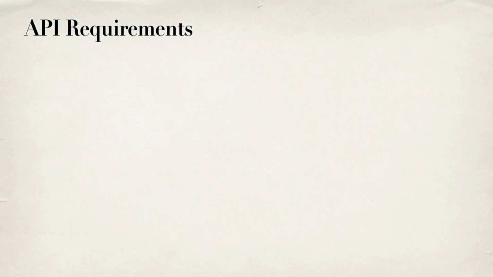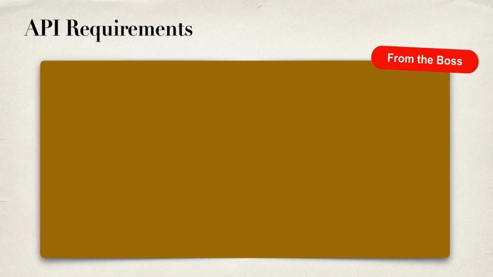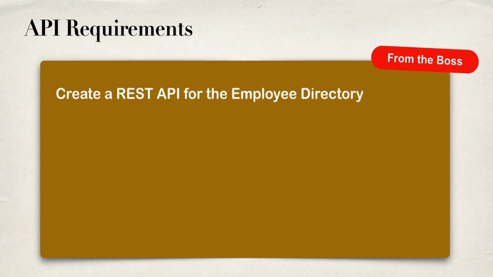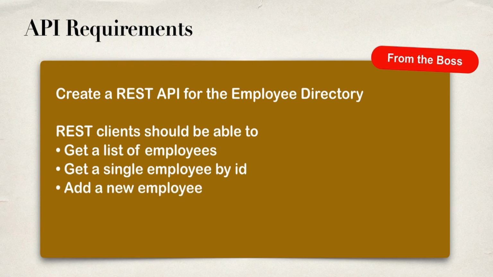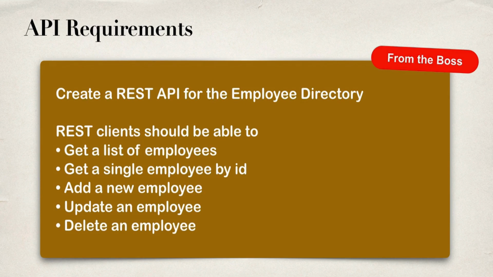Alrighty, so let's go ahead and look at the API requirements. And here's the information from the boss. We need to create a REST API for the employee directory. And REST clients should be able to get a list of employees, also get a single employee by ID, add a new employee, perform an update, and also delete an employee. And these are the basic CRUD operations that we'll create with our REST API.